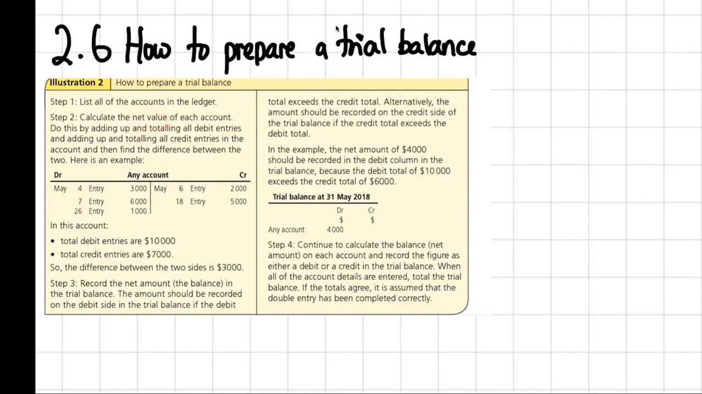Net value means whichever side has more. For example, this is one of the examples given here, because you can see the total debit entries is 10,000 and the total credit entries is 7,000. So the difference here will be 3,000. Whichever side has the higher amount will lead the balance. It means that the debit side minus the credit side gives us 3,000 on the debit side. So the difference is 3,000. What we need to do is key in that 3,000 into your trial balance.